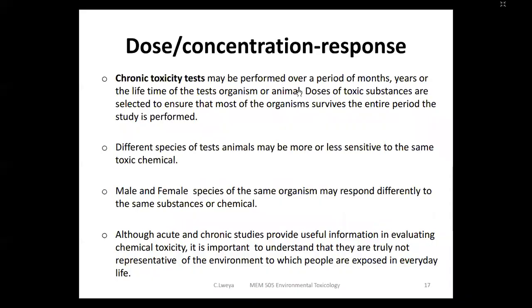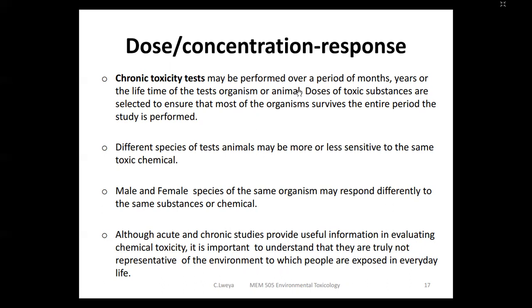So we're saying that chronic toxicity tests, which some books call chronic toxicity studies, may be performed over a long period of time, months, years, and stuff like that. I think some of these things I've even talked about. They're saying different species of test animals may be more or less sensitive to some toxic chemicals. I was saying certain human beings respond differently to the same amount of dose administered to them.